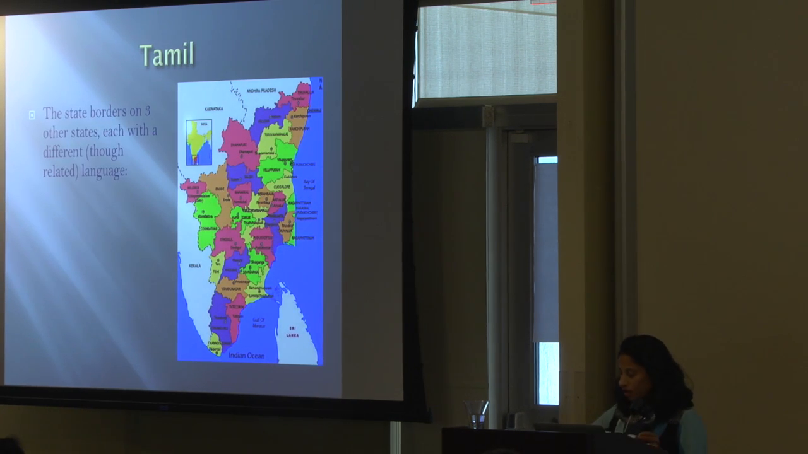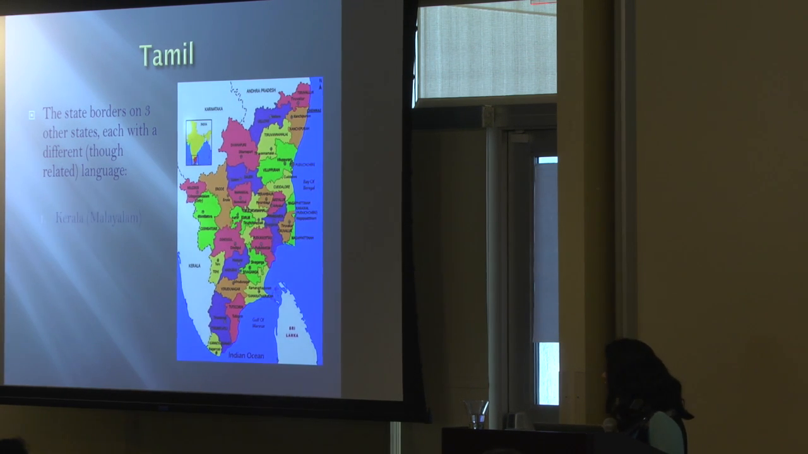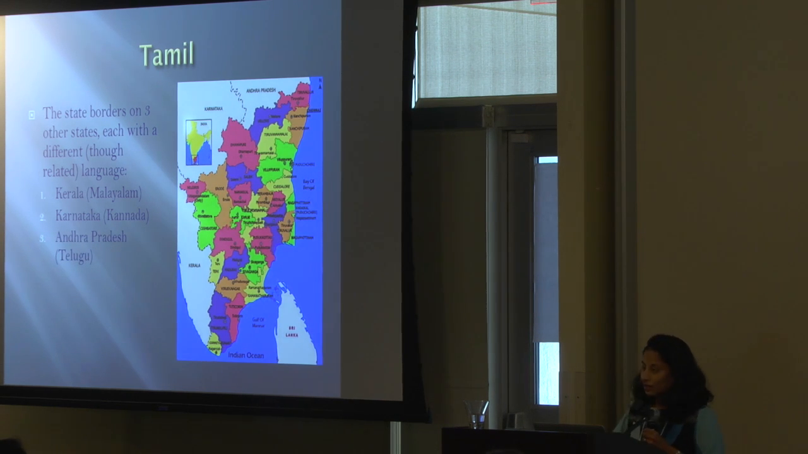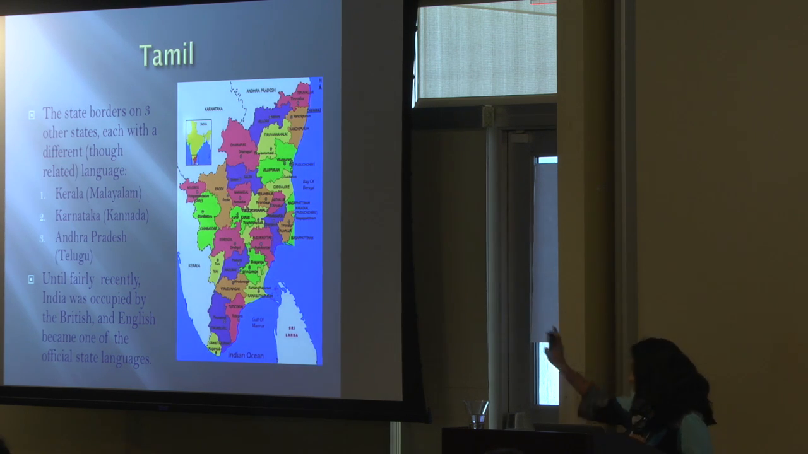The state borders on 3 other states, each with a different language, though all of these languages are indeed genetically related to Tamil. The 3 states are Kerala, where Malayalam is spoken, Karnataka, where Kannada is spoken, and Andhra Pradesh, where Telugu is spoken. In addition, until fairly recently, India was occupied by the British, and English became one of the official state languages, and it is the lingua franca in many, many circles. It's the language of most people's education. Okay, so we've got Slovenian and Tamil.